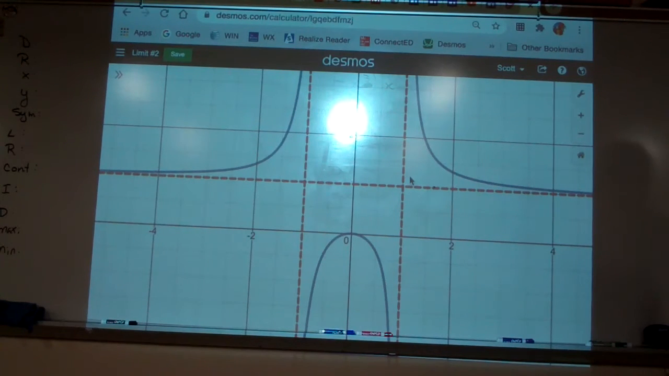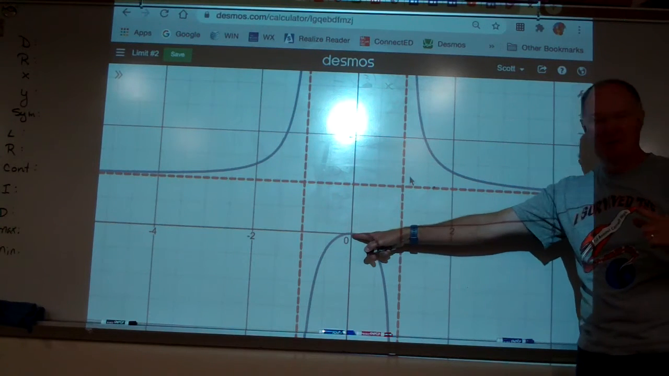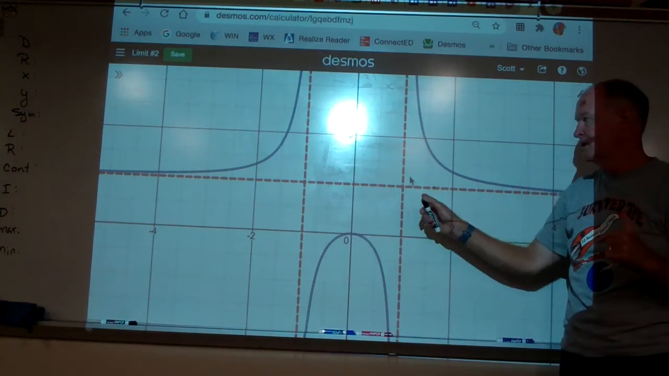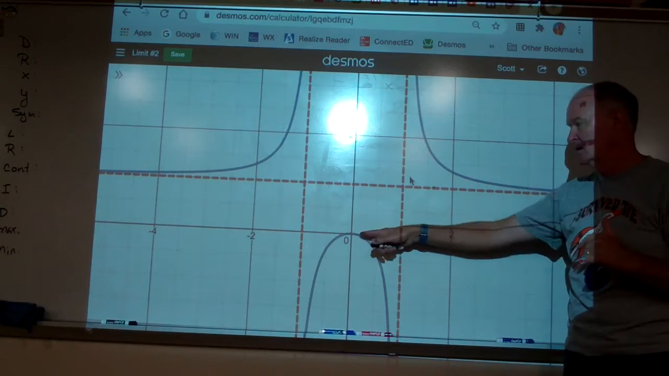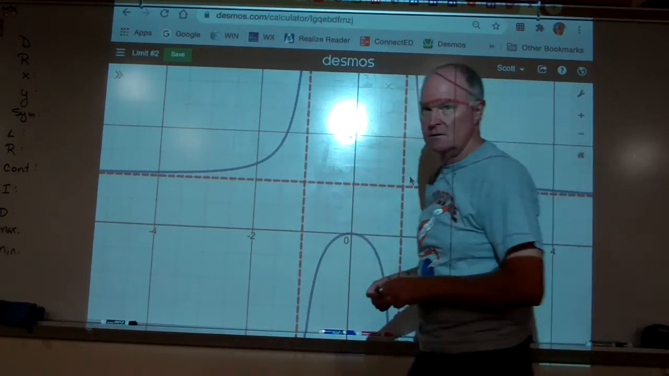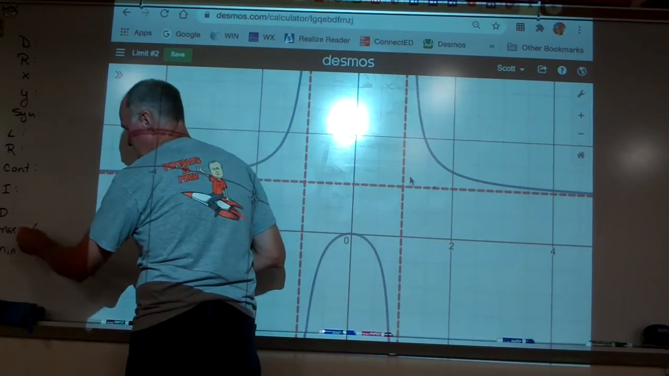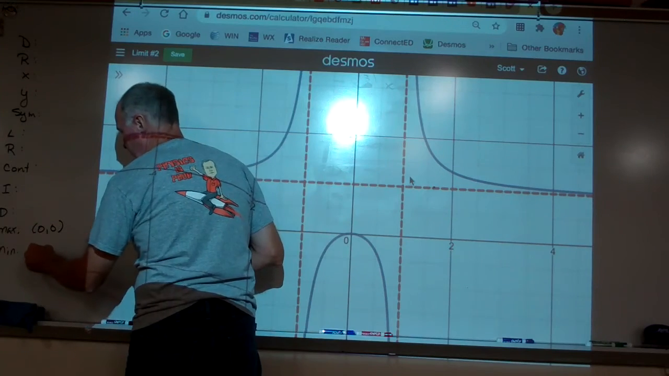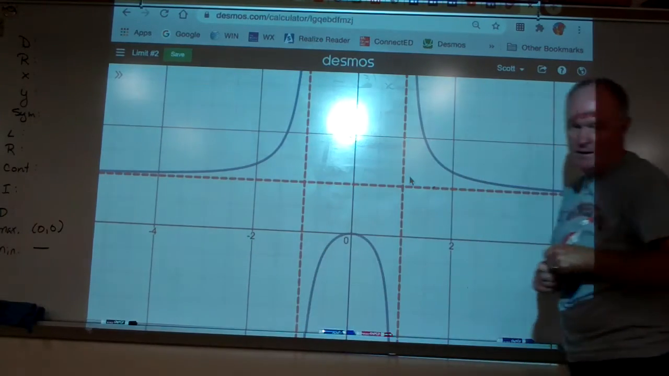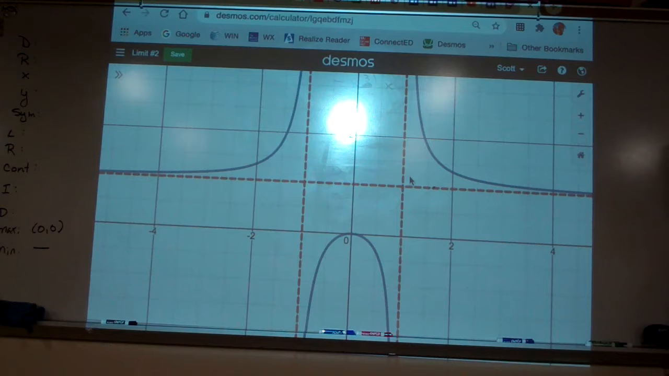So as a kind of a quick review, let's do the stuff we just got done doing. Are there any maxes or mins? Nope. One. It's the stuff in blue. Those are my asymptotes, okay? So that is a max at 0, 0. Doesn't look like there's any mins, okay? But there's a maximum right there.